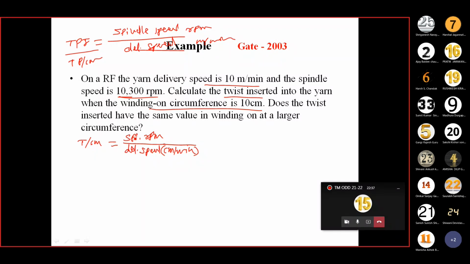Now can I take here spindle RPM 10,300 RPM? Delivery speed I can calculate. Delivery speed is 10 meters per minute. So 10 meters per minute, 10 into 100, so it will be centimeter per minute. Can I take here 10,300 divided by 10 into 100? So the answer is no. We cannot take this 10,300 RPM.